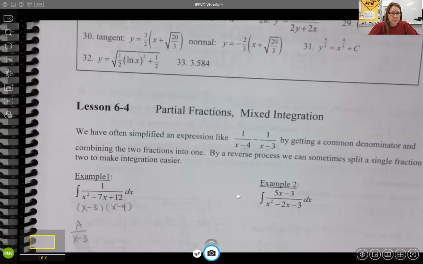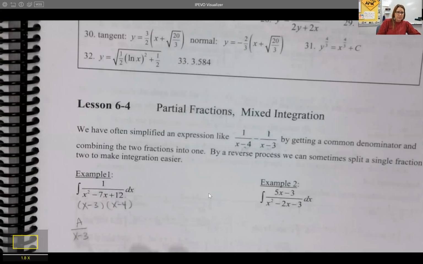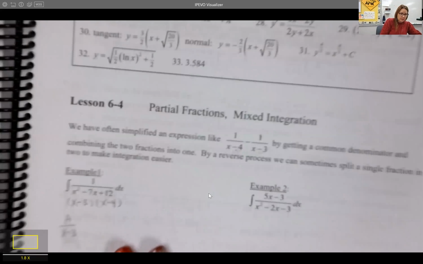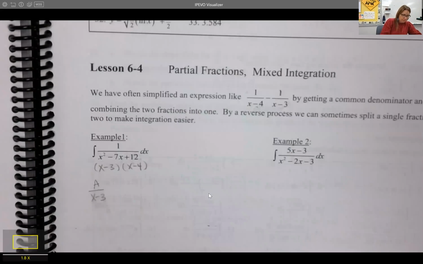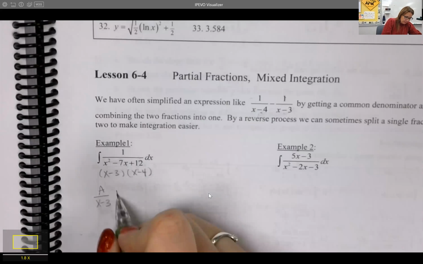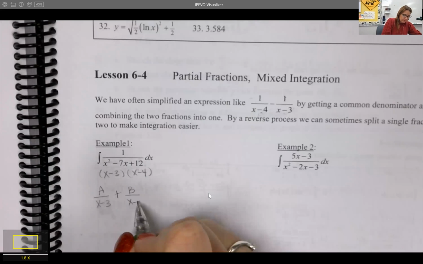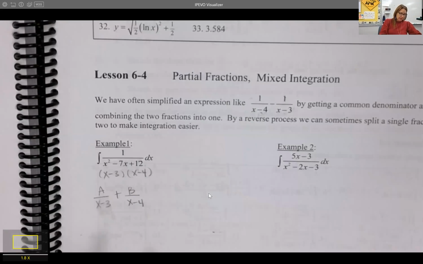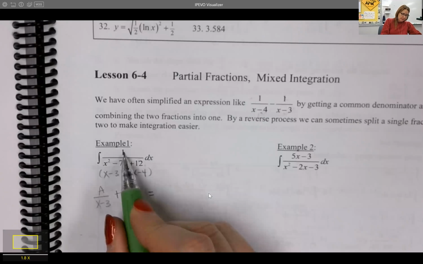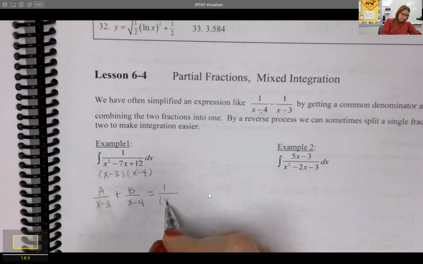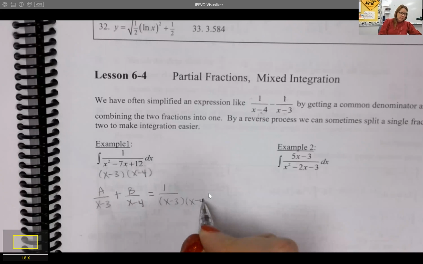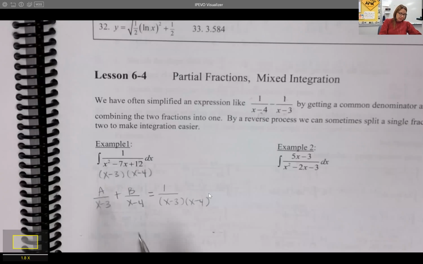Then I write the plus b over x minus 4. So if I got a common denominator here, I would get my x minus 3 and x minus 4. And I know that when I finish that, I end up with a 1 for my numerator. Okay, so the first thing we're doing is splitting it up and setting it equal to the original function.